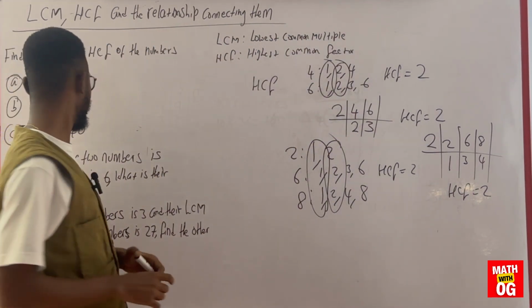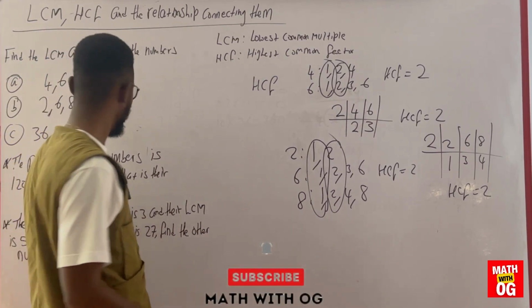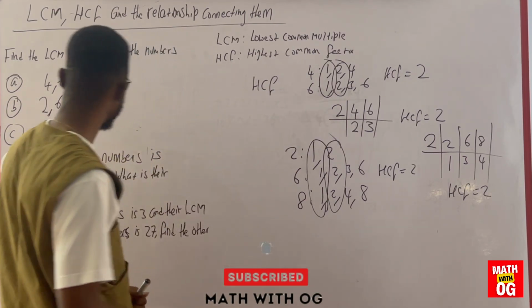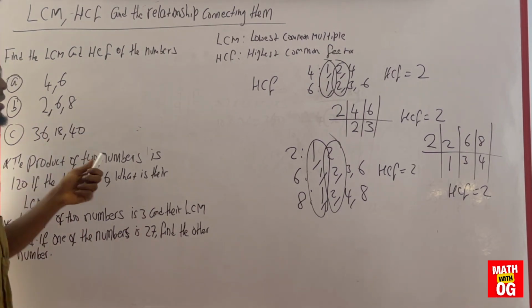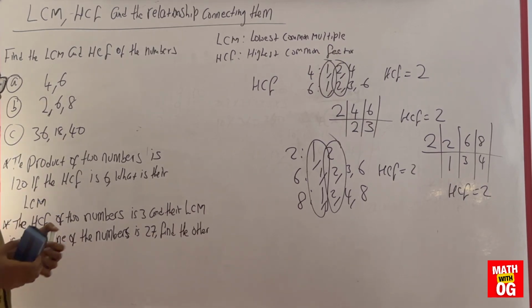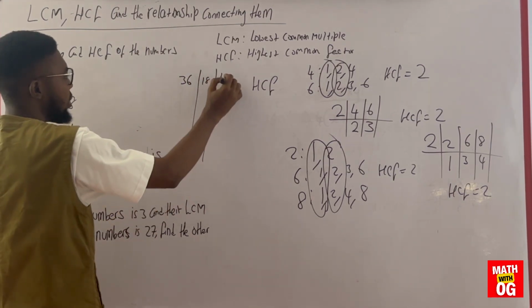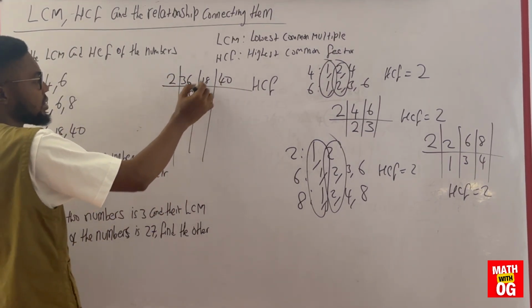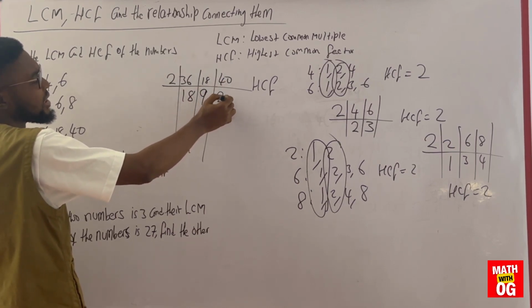Lastly, we have 36, 18, and 40. I won't want to use the listing method here. Let's just go to the tabular method straight. Listing out the factors of these is not that complicated, but listing out the multiples is a bit complicated. Listing out the factors is not a big deal, but let's use the tabular method. So we have 36, 18, and 40. The smallest number that can go into the three of them is 2. This will give us 18, this will give us 9, and this will give us 20.